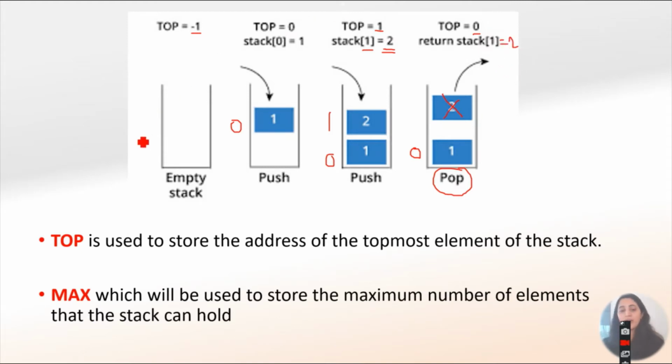So in my stack, there are two different variables which I need to remember, top and max. Top is used to store the address of the topmost element of the stack, say for example 0, 1, 2 address locations. And max is the one which will hold the maximum number of elements. Okay, say for example my array is of size 5. So I can say max is equal to 5.